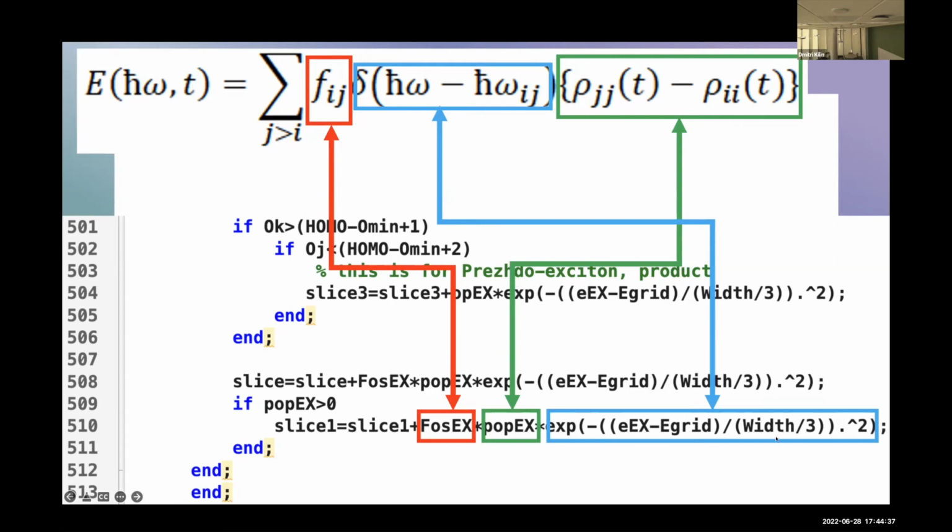Instead of a delta function, we have a Gaussian function, an exponential, and the contribution over all possible transitions, scanning over all possible emission frequencies, is arranged as a summation of different terms. So the resulting variable slice is a probability to emit a quantum at certain wavelengths at a certain time.